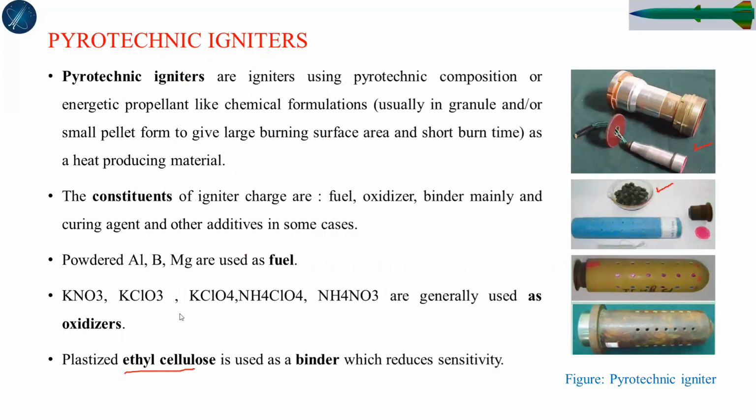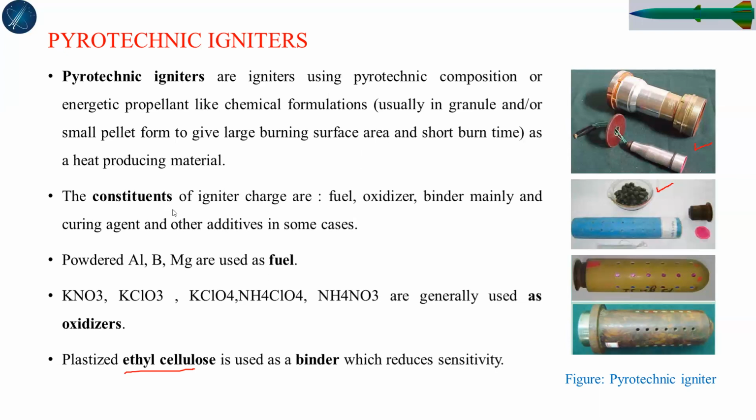How can we differentiate them? Pyrotechnic igniter is one of the main igniter types. In a pyrotechnic igniter, we use pyrotechnic components or compositions, which are energetic propellants, like chemical formulations in the form of pellets, granules, and various shapes, which give a large burning surface area and burn within a short time.